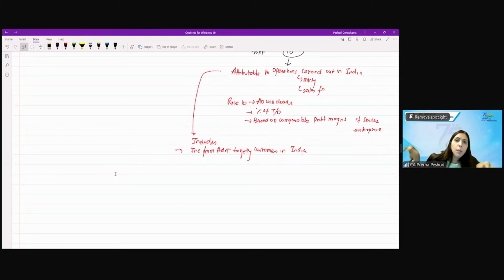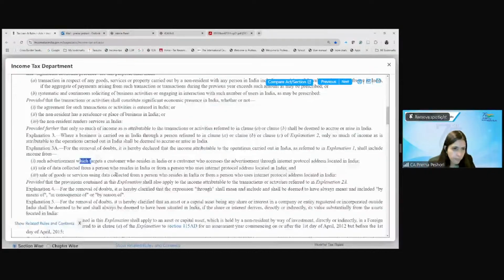Earlier, we used to have billboards, right? When you walk or drive, you see a lot of big billboards. So the companies used to pay these advertisement companies to display their billboards. Now we have digital ads. So whatever Google, Instagram, Facebook earn from the advertisements which are targeting customers in India, that will be considered as income from the operations in India.